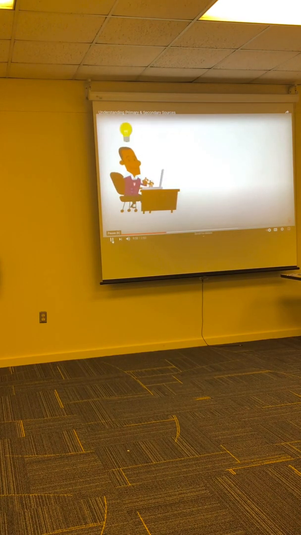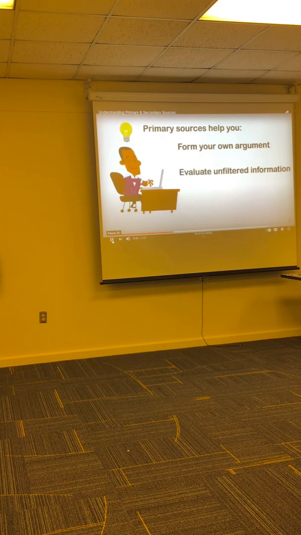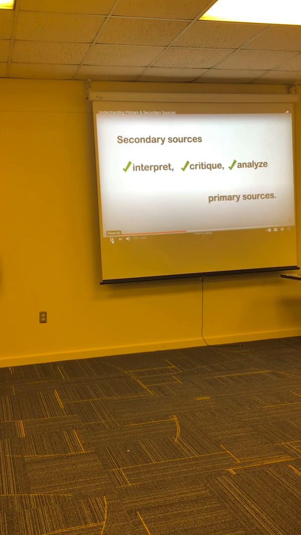It's a good idea to use primary sources in research papers because it allows you to form your own argument to defend your thesis, since the information you're using is unfiltered by another person's point of view. You're able to critique an original work using your own ideas. Secondary sources interpret, critique, or analyze primary sources.